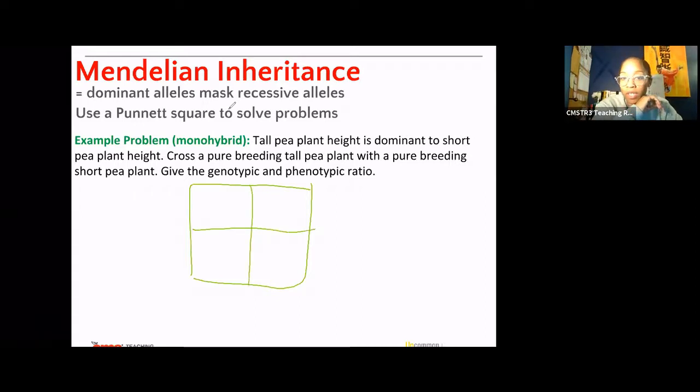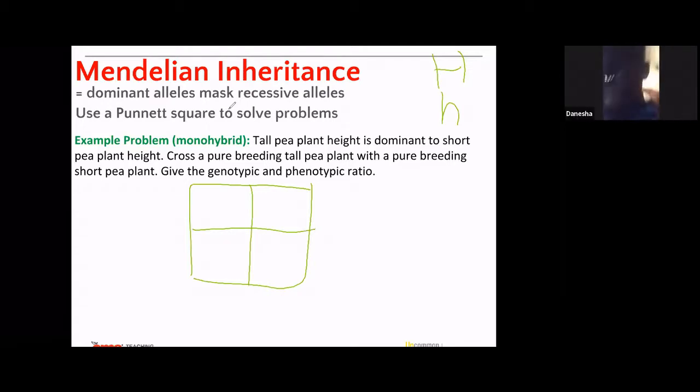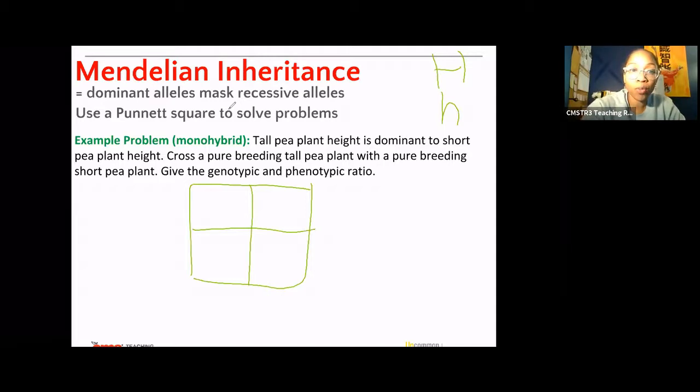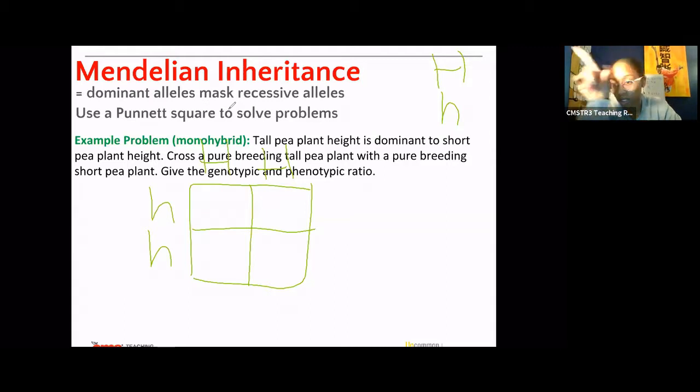Just for the sake of this exercise, I'm going to use big H to represent tall and little h to represent short. If it says one of my parents is pure breeding, that means it's 100% tall. So it's got 2 big H's. And then my other one is pure breeding short, so it's got 2 little h's. When I fill in the Punnett square, I'm going to put whatever the dominant allele is first next to the one. So I'm going to do top and then the side. So I've got an uppercase H from one parent and a lowercase h from the other parent here.